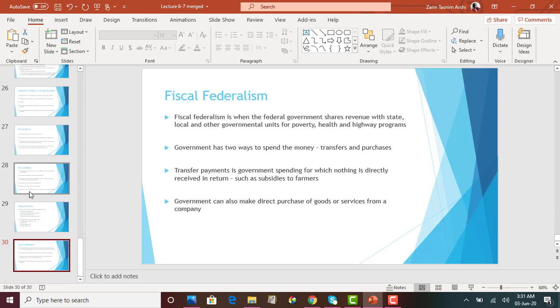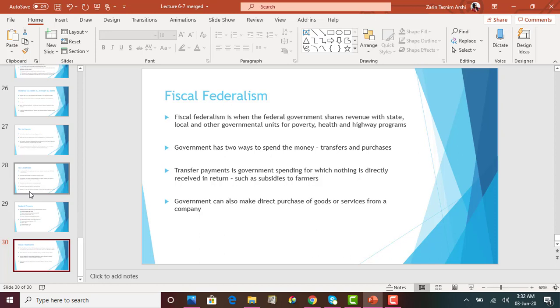And the last slide, finally I'm there, is the term called fiscal federalism. This means when the federal government shares their tax revenue with the state and local government, okay, for poverty, health, and highway programs. So that's fiscal federalism, when the federal government is sharing their tax revenue with the state and local, right? Like right now, during the coronavirus situation, the federal government is providing funds to the state government. That is fiscal federalism.